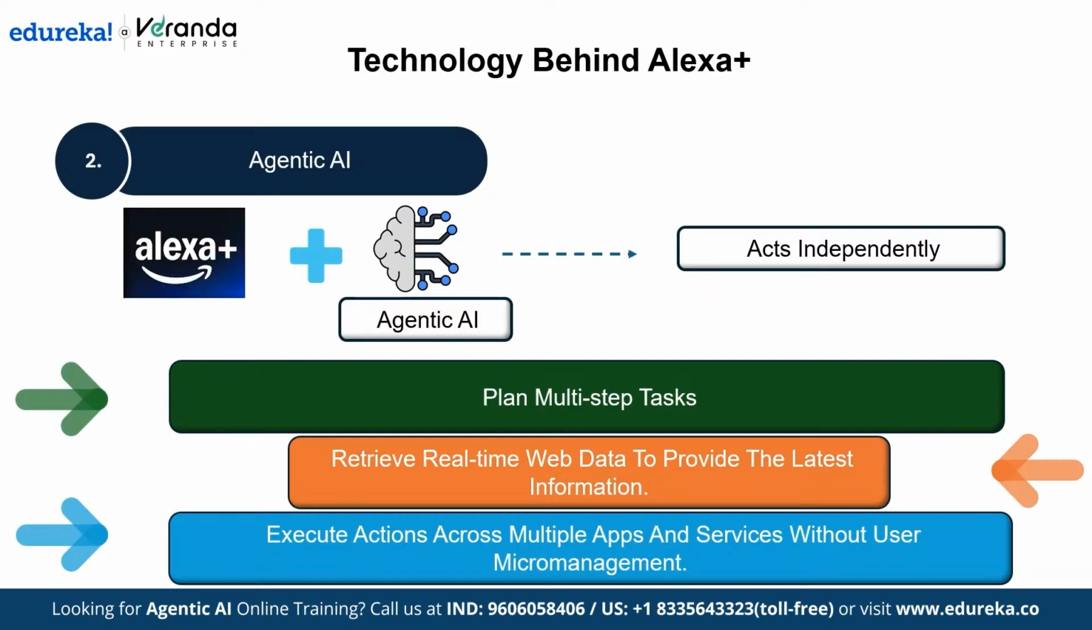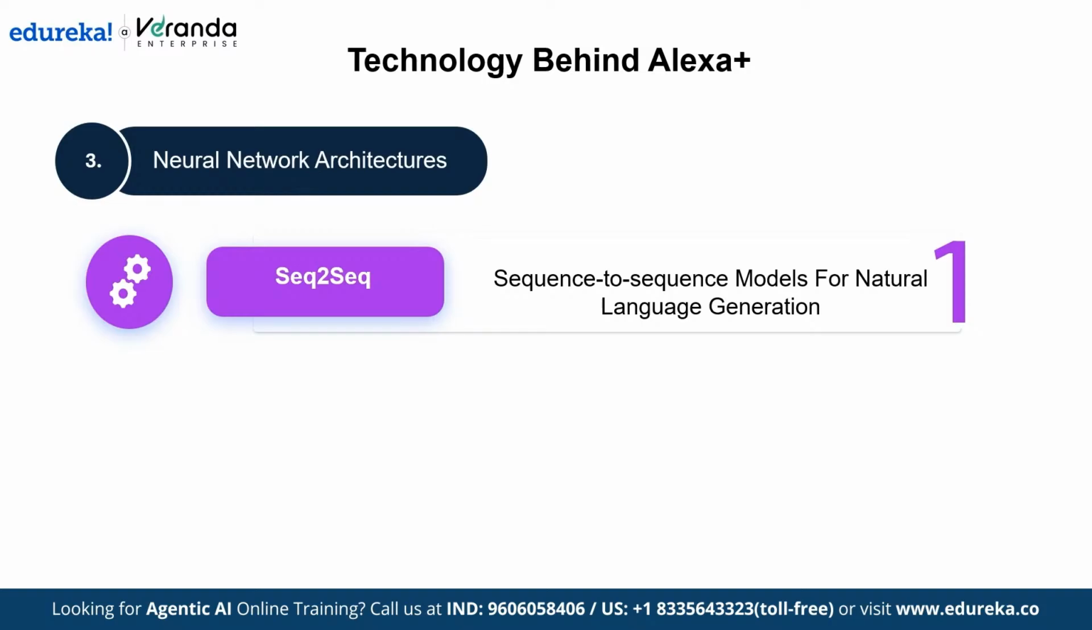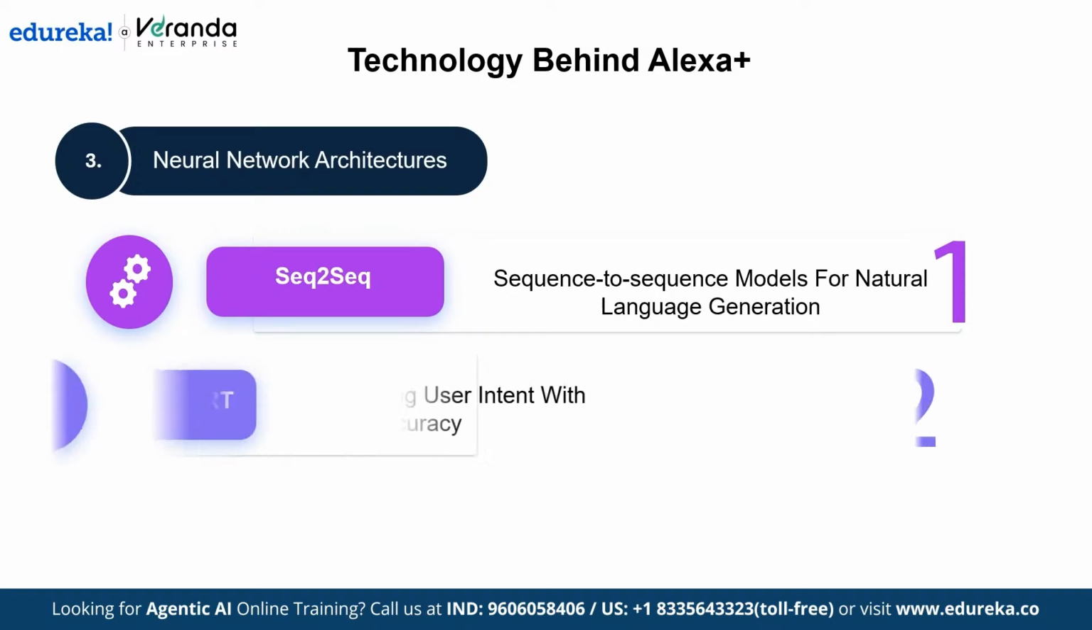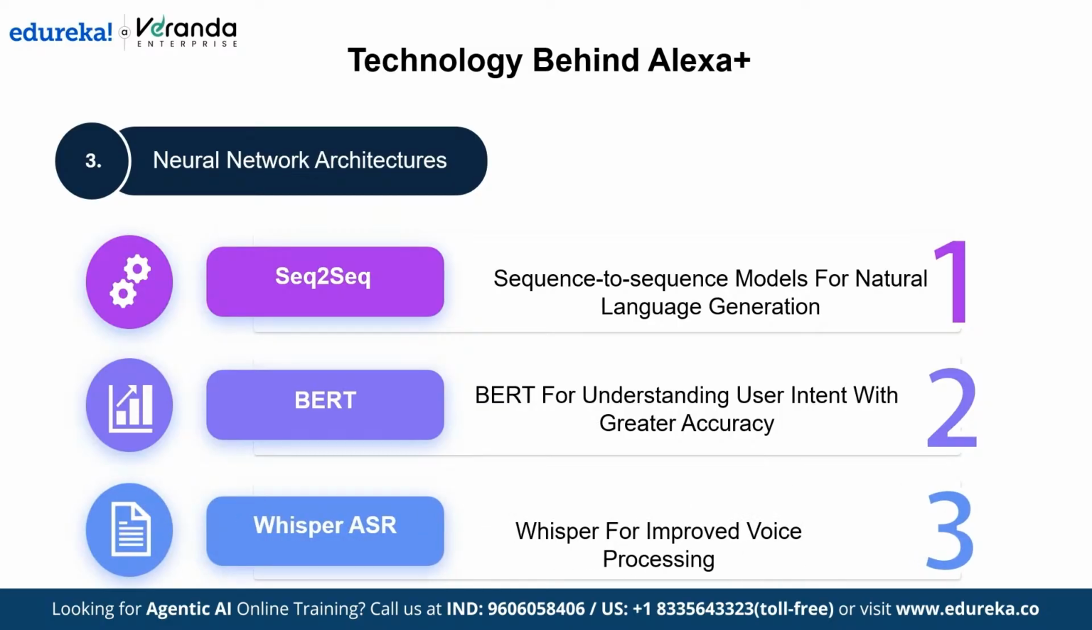After Agentic AI, the technology that makes Alexa so versatile is neural network architectures, enabling speech and context awareness. Alexa Plus utilizes deep learning techniques such as sequence-to-sequence models for natural language generation, and BERT, which stands for Bidirectional Encoder Representations from Transformers, for understanding user intent with greater accuracy. Next, Whisper ASR, Automatic Speech Recognition, for improved voice processing, making Alexa more responsive to different accents and speech patterns. These advancements enable highly accurate speech recognition, contextual understanding, and real-time adaptation to user behavior.